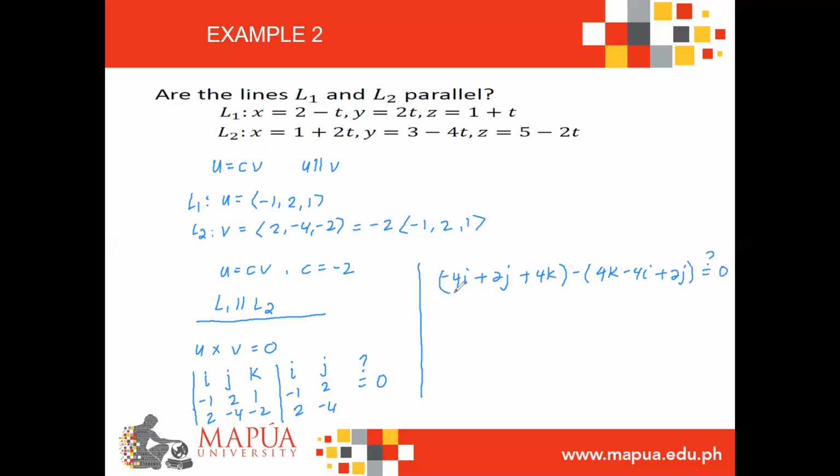So let's now combine similar terms. -4i minus -4i will be 0i. Then 2j minus 2j will be 0j. Then 4k minus 4k will be 0k. So that means we have here the 0 vector. So we can say therefore that line 1 is parallel to line 2.